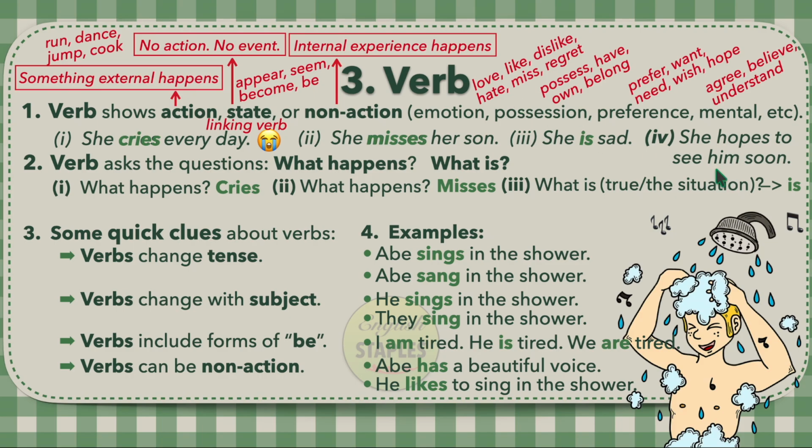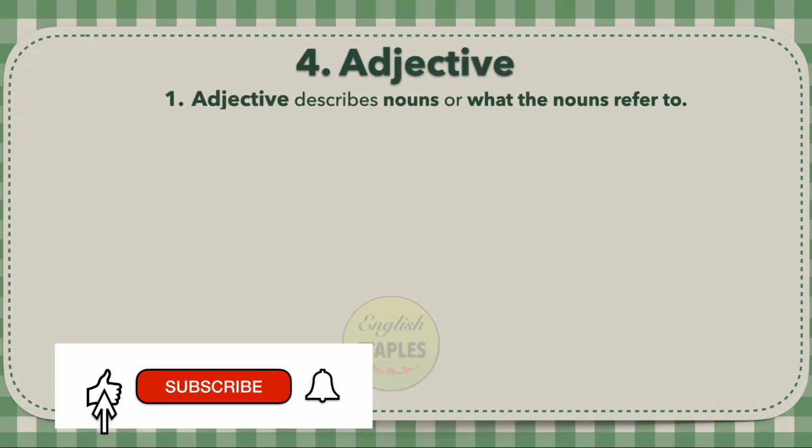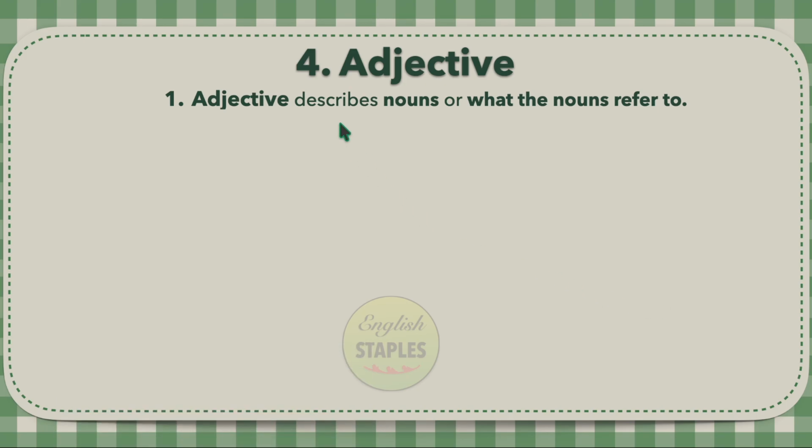She hopes, and hopes fall under preference. What happens? That's the question we would ask. It would be hopes is what happened. Hopes. Adjective. And what's the job of the adjective? It describes nouns or what the nouns refer to, like pronouns. Or maybe it's a noun phrase.